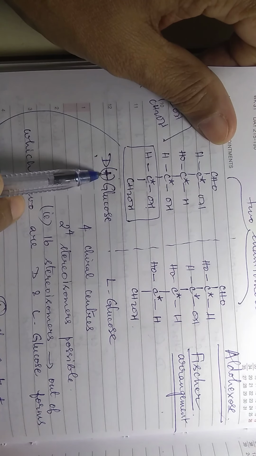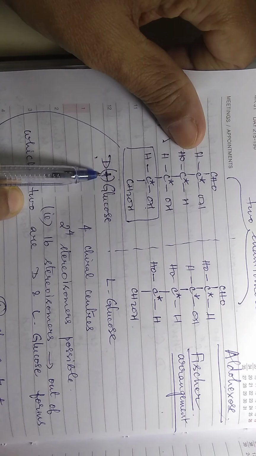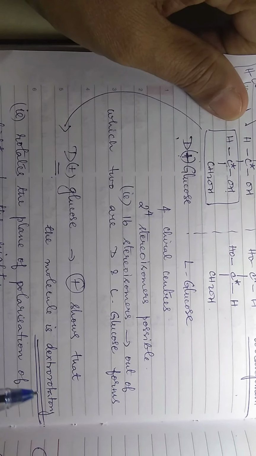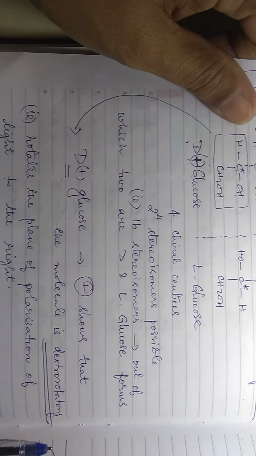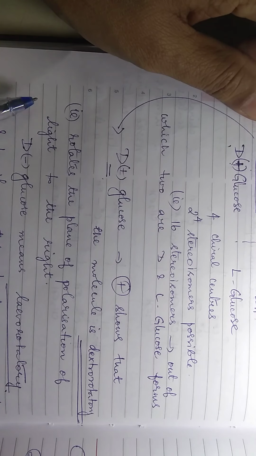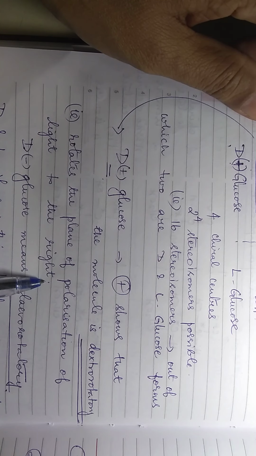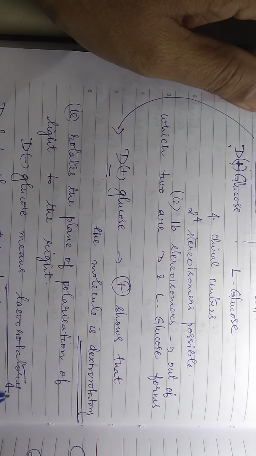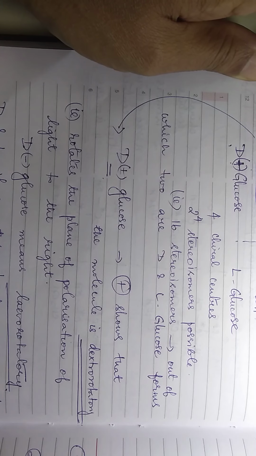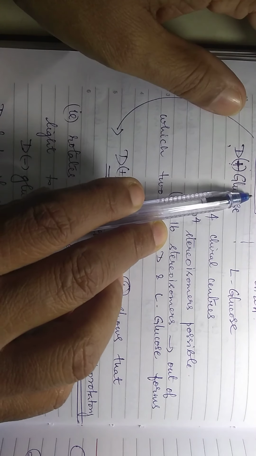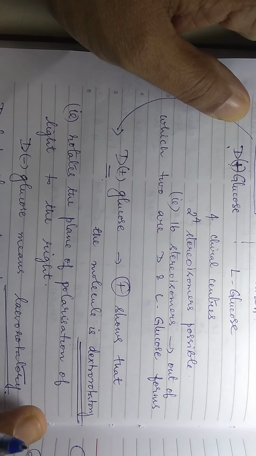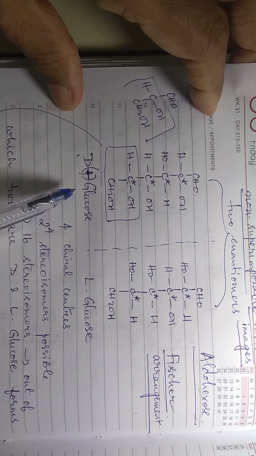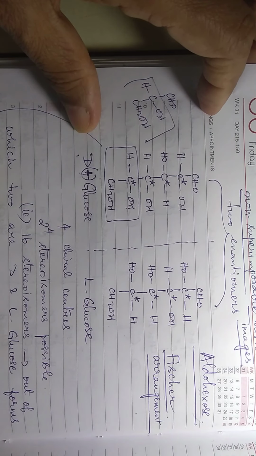Okay. Now let me tell you again about plus. This is very, very important. This D plus glucose, this plus tells you what? That the molecule is dextrorotatory. That is, it rotates the plane of polarization of light to the right. Okay. And if I write D minus glucose, that means the molecule is levorotatory. Is that clear? But the glucose that is available is the D plus form only. There is no D minus glucose. Is that clear? What is the naturally existing form of glucose? That is D plus glucose only.